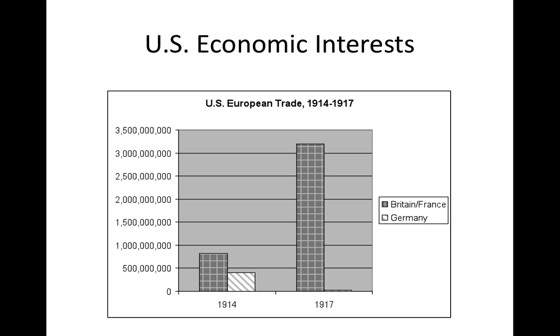There's another graph that shows you the huge disparity between the trade of the U.S. with Britain and France on the one hand, and the U.S. and Germany. This graph shows that by 1917, Americans were trading much more with Britain and France than with Germany. One of the reasons is that the British were doing a really good job of blockading the Germans. The point is that the more Americans got entangled with the economies of Britain and France, some observers said, the more willing and eager American leaders were to fight on the side of Britain and France.